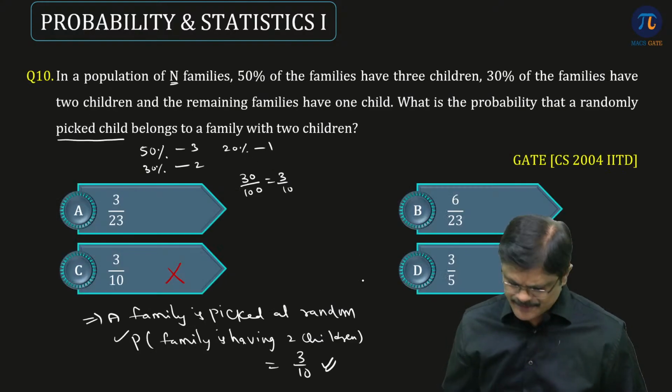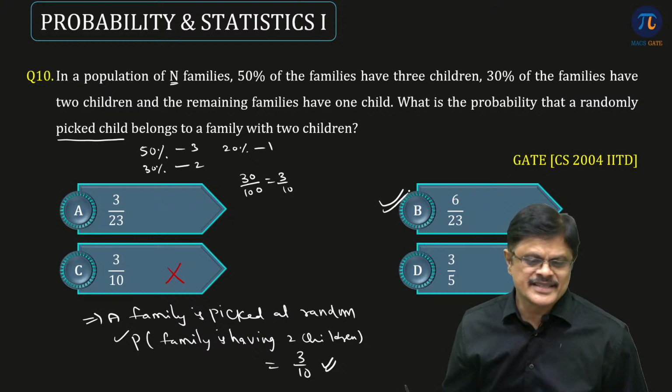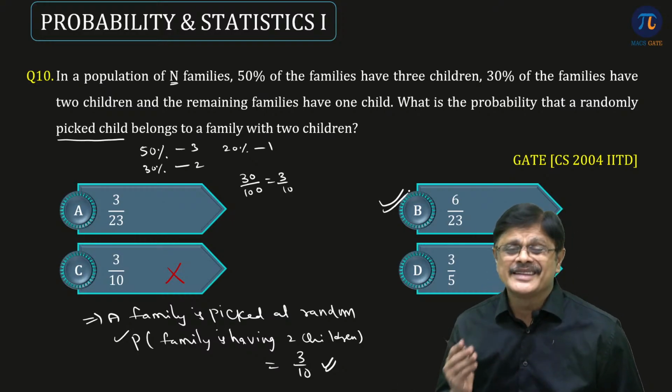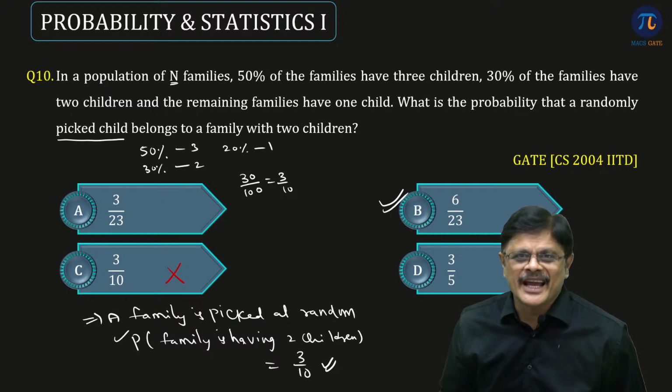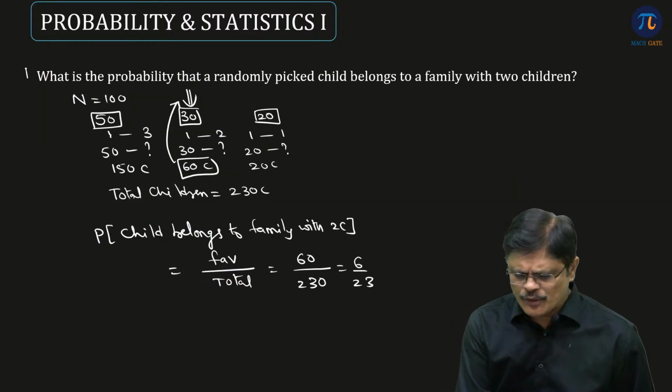So what is the probability for this? 6 by 23. So the correct answer for this is 6 by 23, not 3 by 10. Please make a note. Please note this, my dear friends. Hope you all understood. And I also asked one more question here.